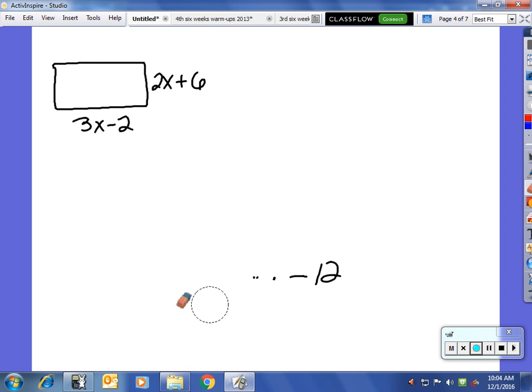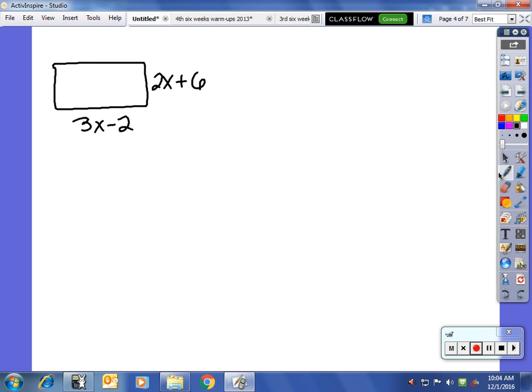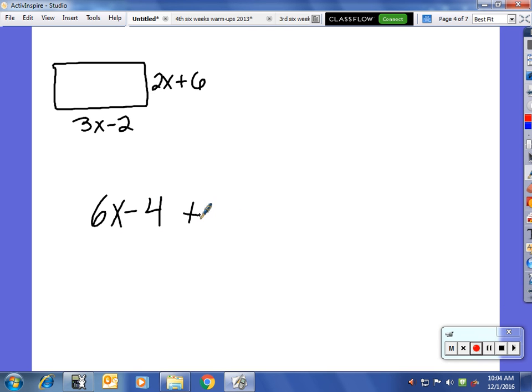Okay, and then perimeter is add up all the sides. And this is what some kids did. They doubled the 3x minus 2. They doubled the 2x plus 6. So they doubled this, and then they put a plus sign in between them. That's a great first step. What's wrong with that answer?